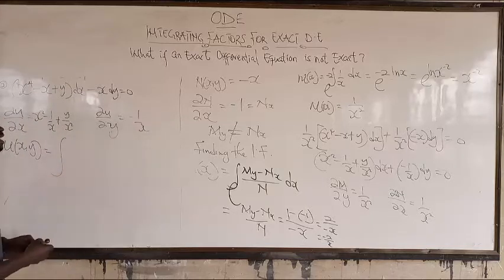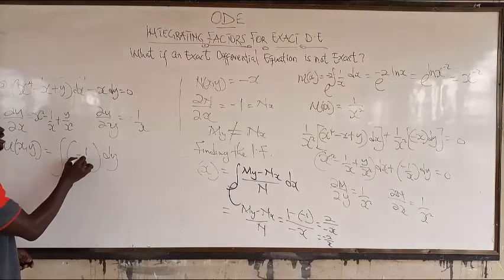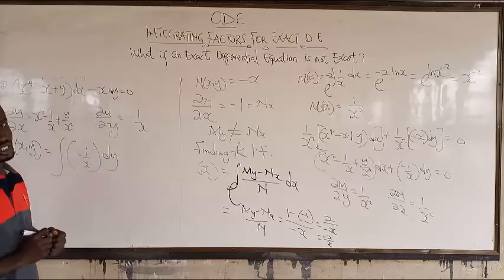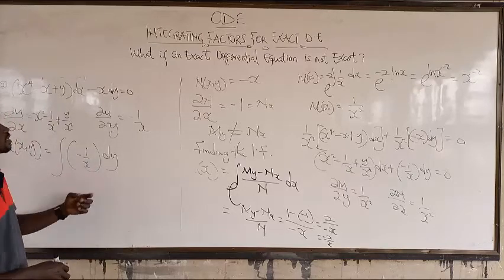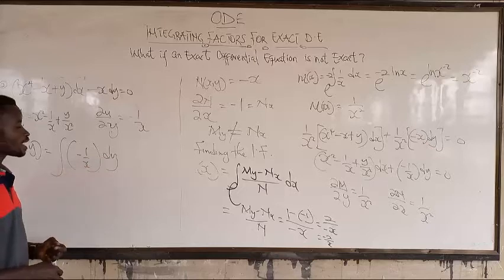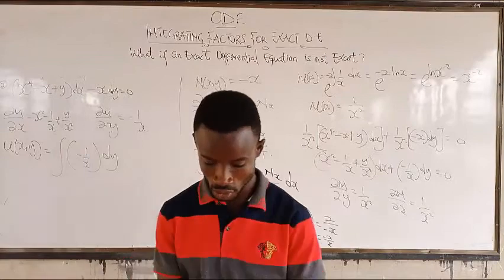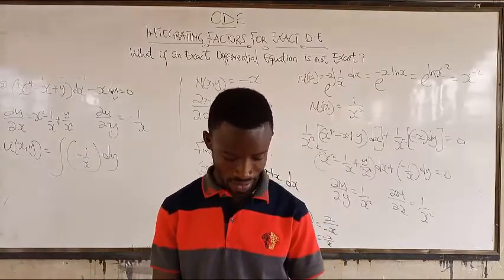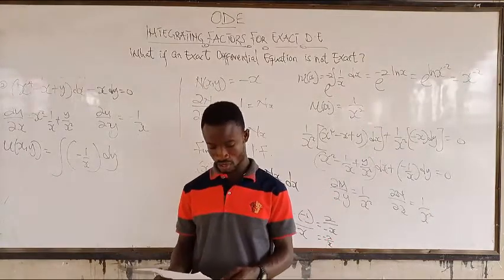But let's pick the one that you're going to differentiate with respect to y. You can see this is just negative 1 over x, and this is going to be easy for us because here we are integrating with respect to y. So we are going to treat x as constant. So when we pick that one, it's going to be easy for us to solve it.